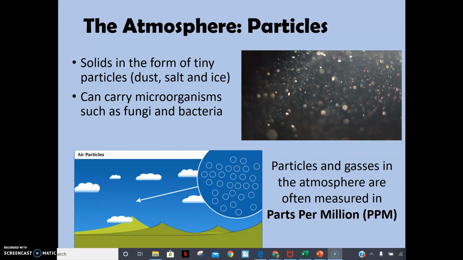So when a scientist says that the concentration of CO2 is 350 parts per million, what they're saying is in that area, wherever they're talking, of 1 million particles of air, 350 of those particles would be CO2. So that's what that means.